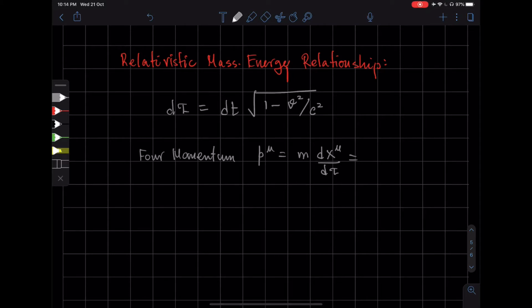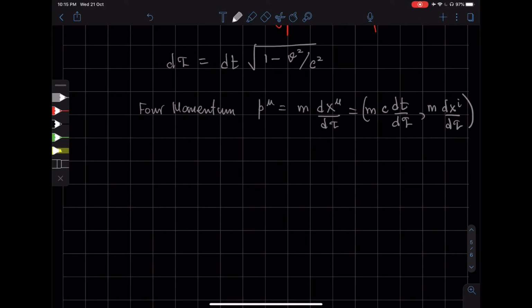Now, if you remember, this is c times dt by d tau, and then we have m times d, the spatial coordinate dx i with respect to d tau. So let's look at the zeroth component of the four momentum. The zeroth component is given by mc dt by d tau.